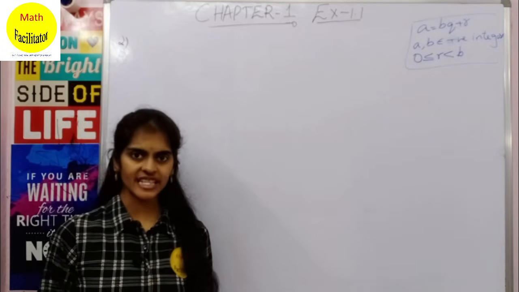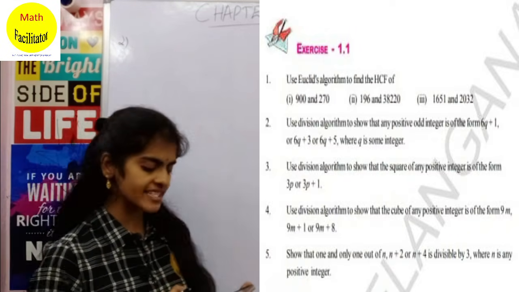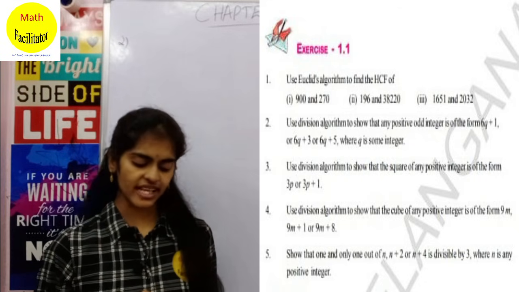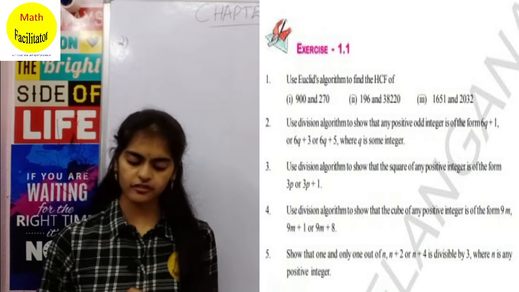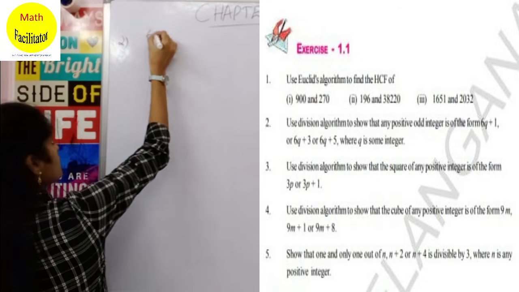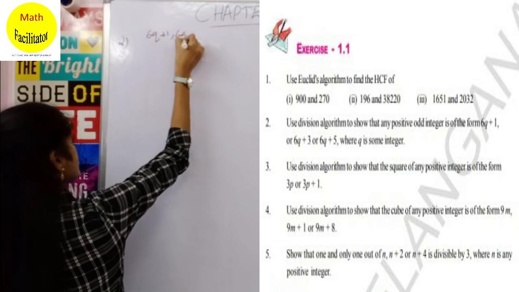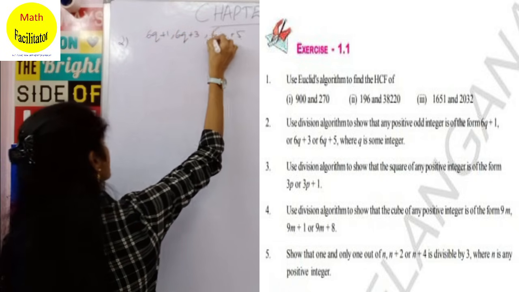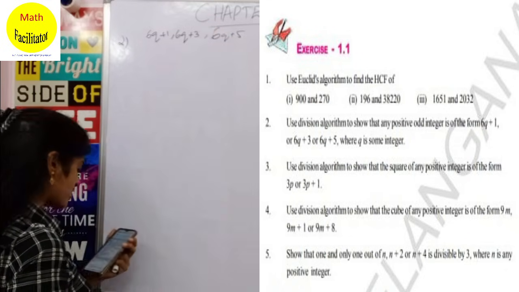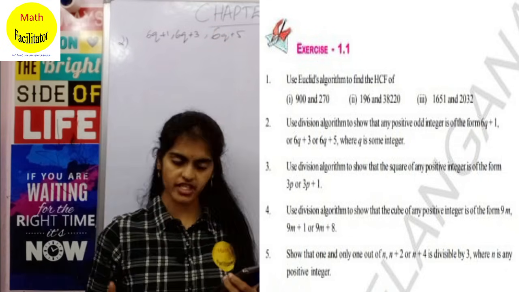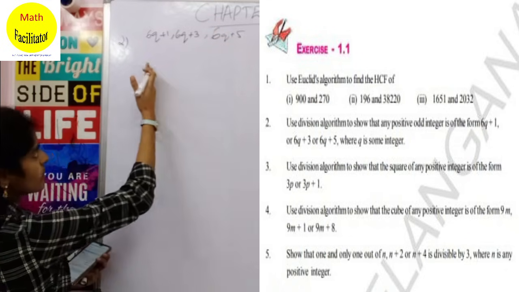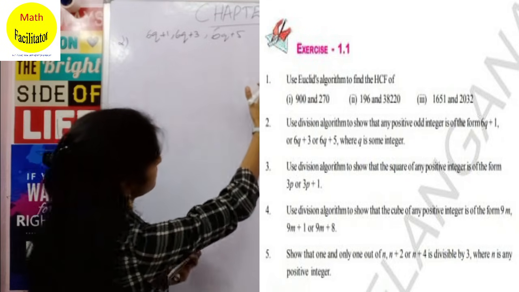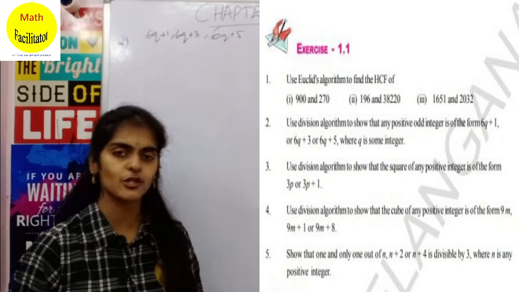Clear? Moving on to the second question: you have to use Euclid's division algorithm to show that any positive odd integer is of the form 6q plus 1, 6q plus 3 or 6q plus 5, where q is some integer. So this is what you have to prove.